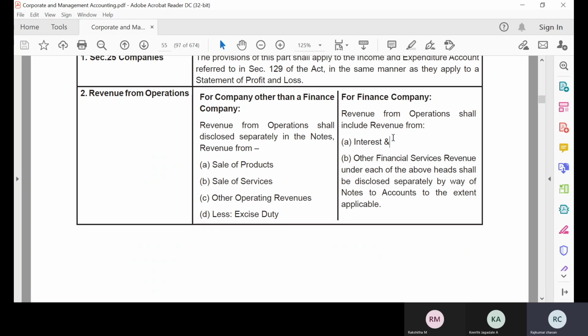What is the revenue? Remember, it is interest and whatever other services they give, like bills of exchange or some kind of loan services. All those things will be considered as revenue for them. But if it is a non-finance company, they will sell the product. It's a trading company or sale of service. Again, it is revenue for them. So that is the difference between revenue for a finance company and a company other than a finance company.